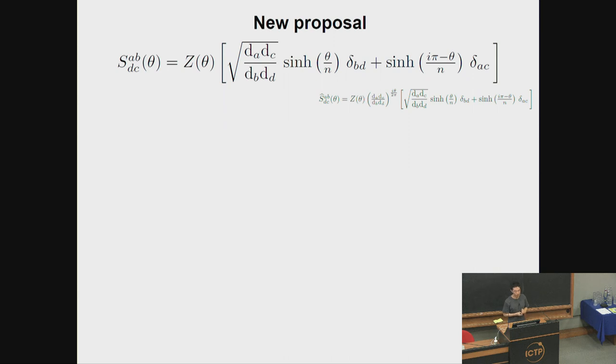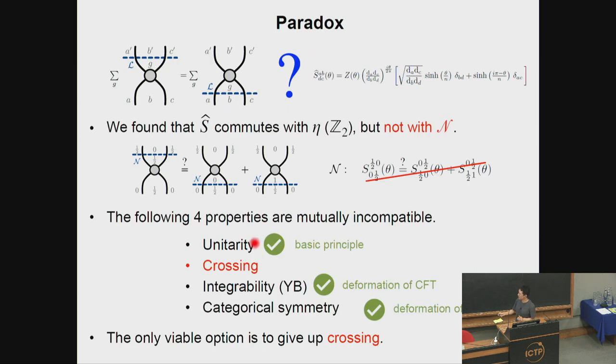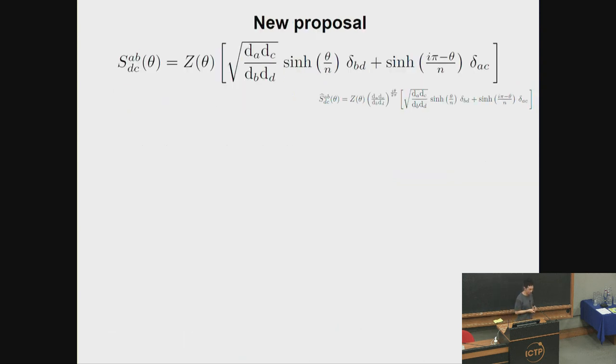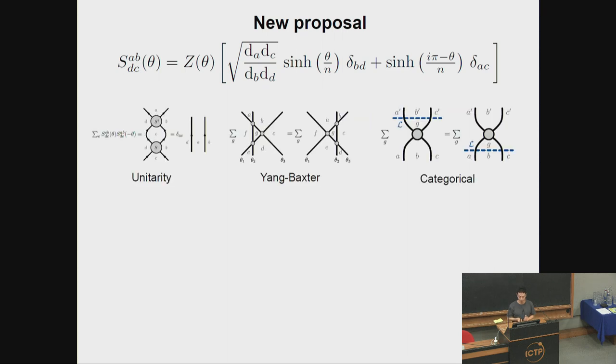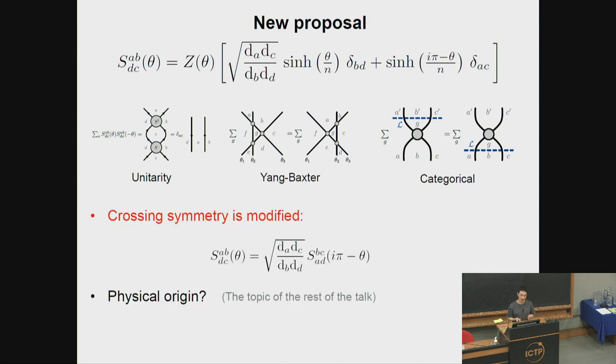And it turns out that if you give up the crossing symmetry, it's rather easy to find an S matrix which satisfies the other three properties. This is the S matrix that satisfies the three properties, which is almost the same as Zamolodchkov's S matrix. The only difference is that I just removed this slightly weird looking factor by Zamolodchkov, and now it commutes with the non-invertible symmetry. So it has all these three properties. However, of course, there is a price to pay. There is a reason why Zamolodchkov wanted to put that factor: to realize the crossing symmetry. Now that we remove that factor, the crossing symmetry gets modified. Instead of being exactly equal to i pi minus theta, now we have an extra prefactor, which is a ratio of quantum dimensions.